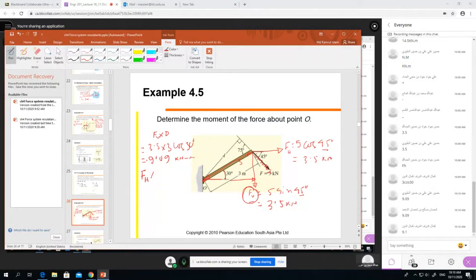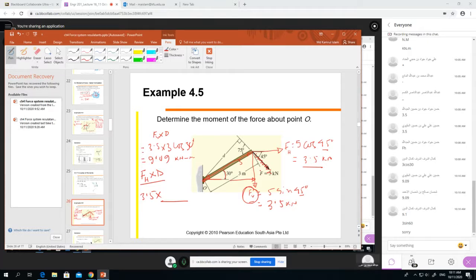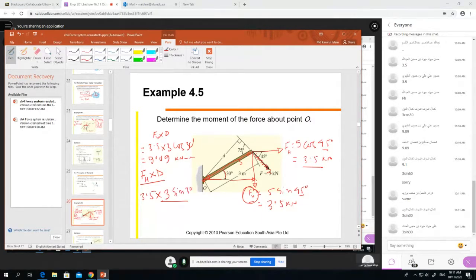Now similarly, you calculate FH into D. FH is 3.5. Now what will be the distance? For FH, what will be our perpendicular distance? 3 sine 60 degree? Why 60 degree? 3 sine 30 degree. Yes, this is now correct. This is the perpendicular distance we need, and this distance is similar to the other. So if it is 30 degree and the length is 3, that means it is 3 sine 30 degree.